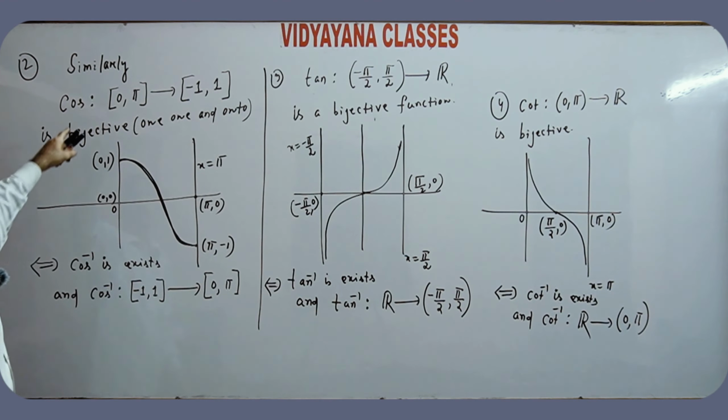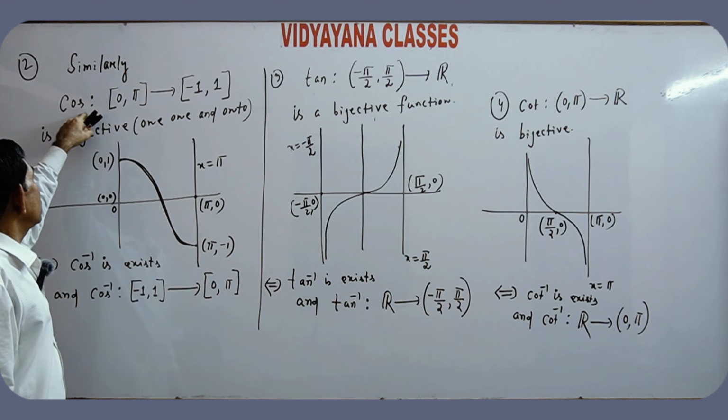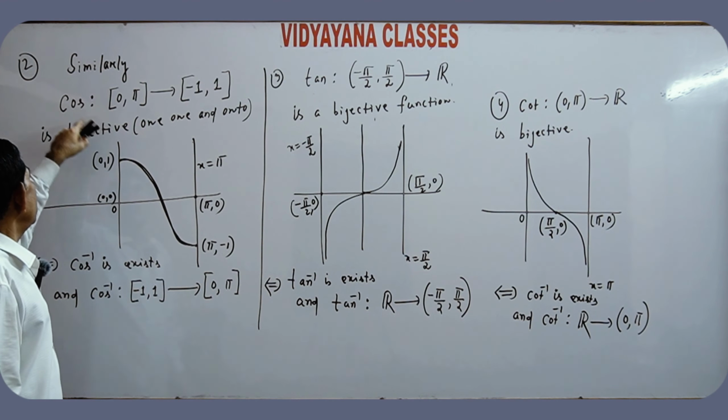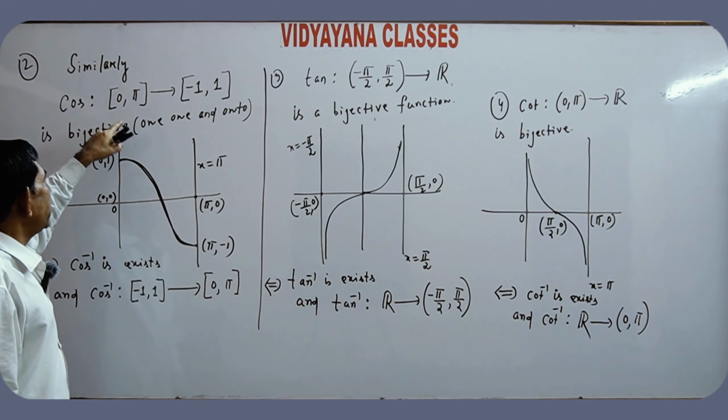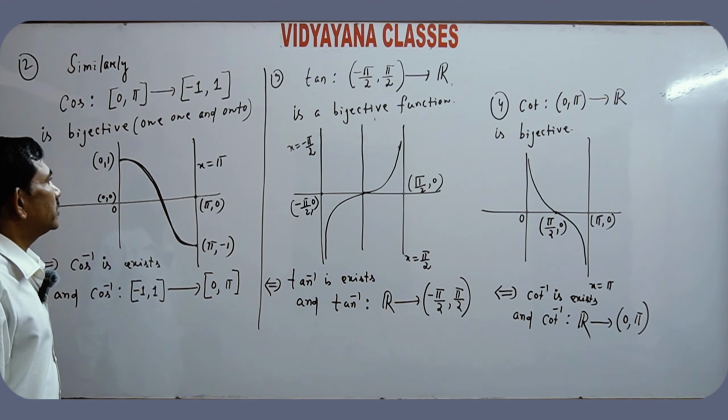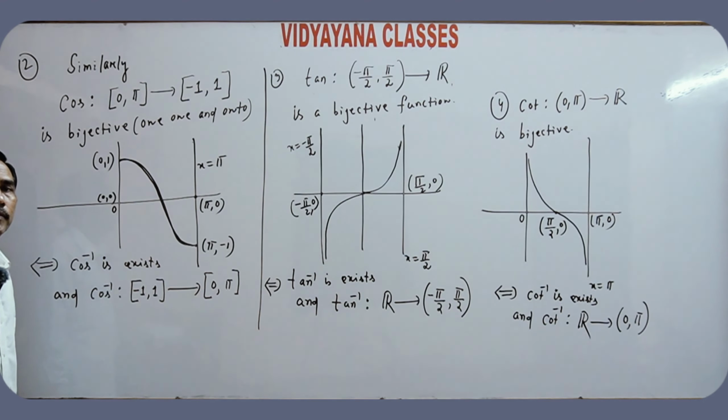And the cos function, that means the cosine function, which is denoted by cos, is bijective in this interval. Clear? Clear? Okay, note down.